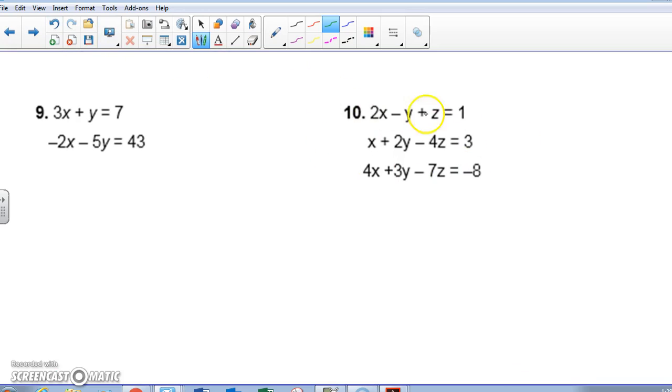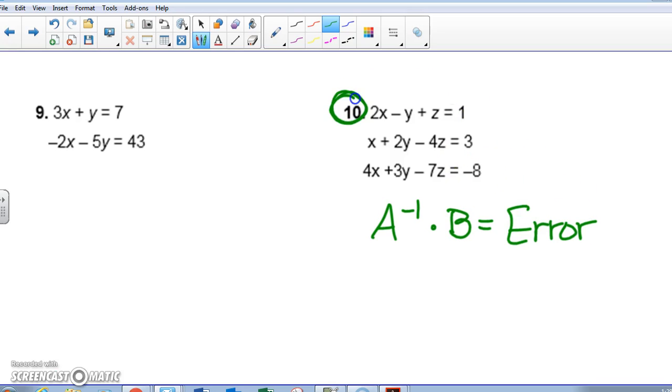Before I run out of recording though, I want to talk about number 9. When you go to type in number 9 and you do inverse of A times B, it's going to say error, okay? Singular matrix. Number 10, I'm sorry, this is number 10. When you do number 10, that means there's no solution.